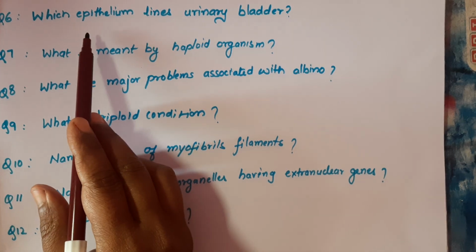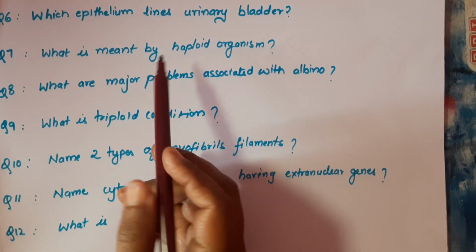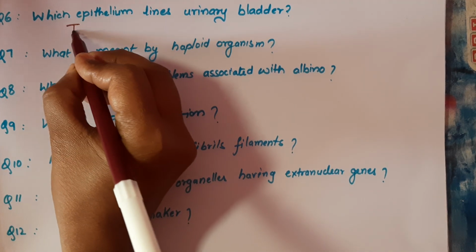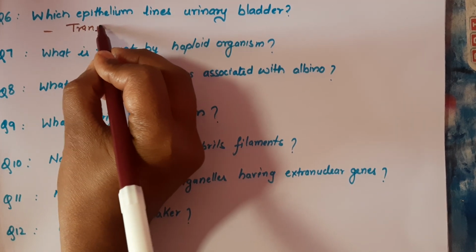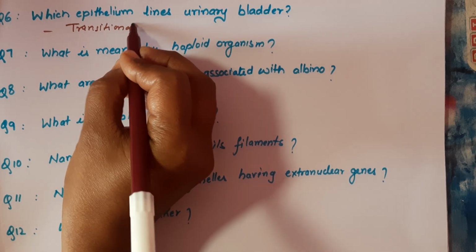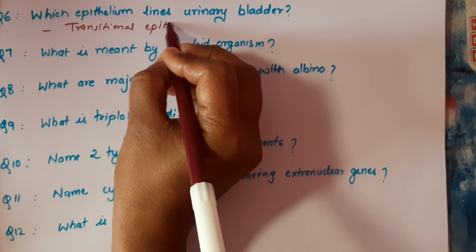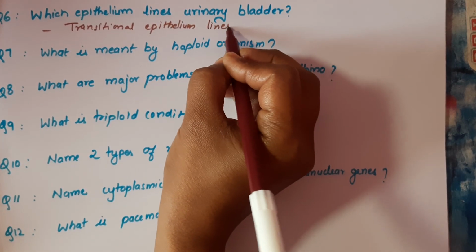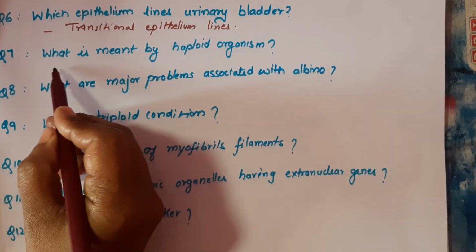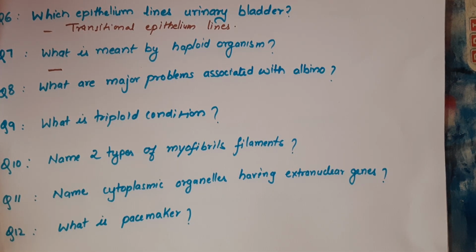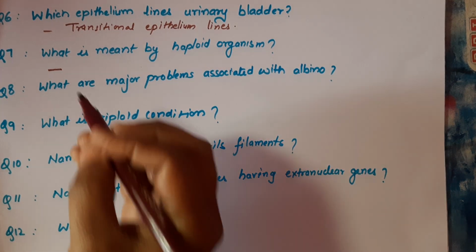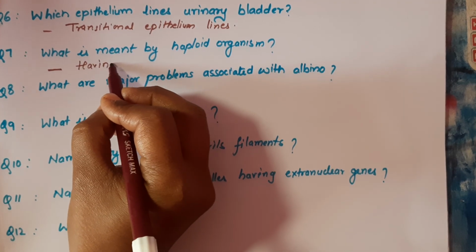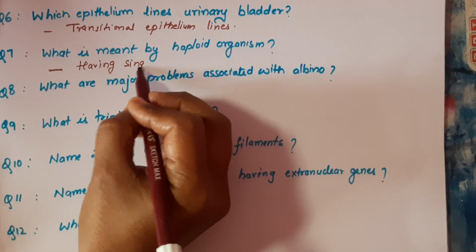The next question is, which epithelium lines the urinary bladder? The answer is transitional epithelium. The seventh question is, what is meant by haploid organism? Those organisms having a single genome are known as haploid organisms.